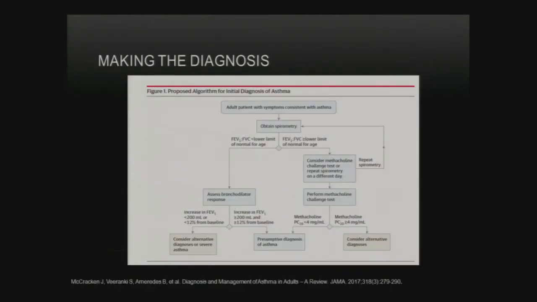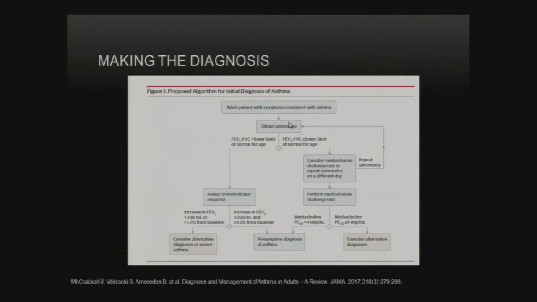This is the general algorithm that most of us use for diagnosing patients with asthma. If you have a patient who has symptoms that are consistent with asthma, the first thing to do is obtain spirometry. If you see that you do have an obstruction with a significant bronchodilator response, then you can say that you've got asthma and treat them accordingly.